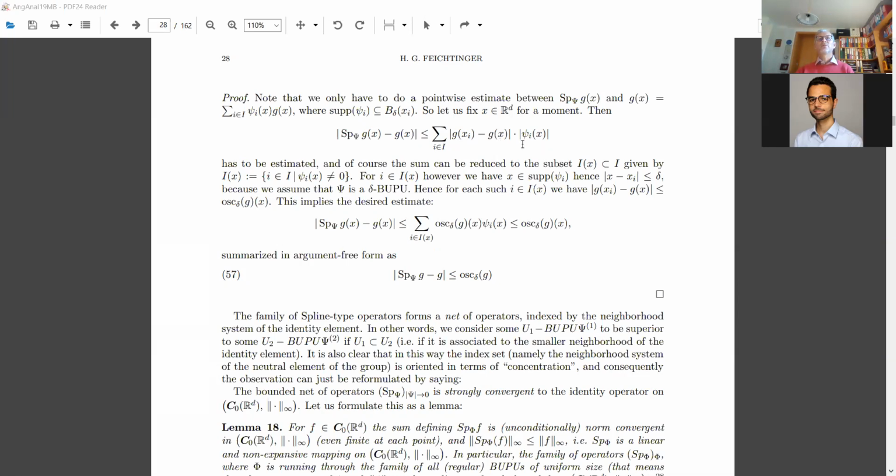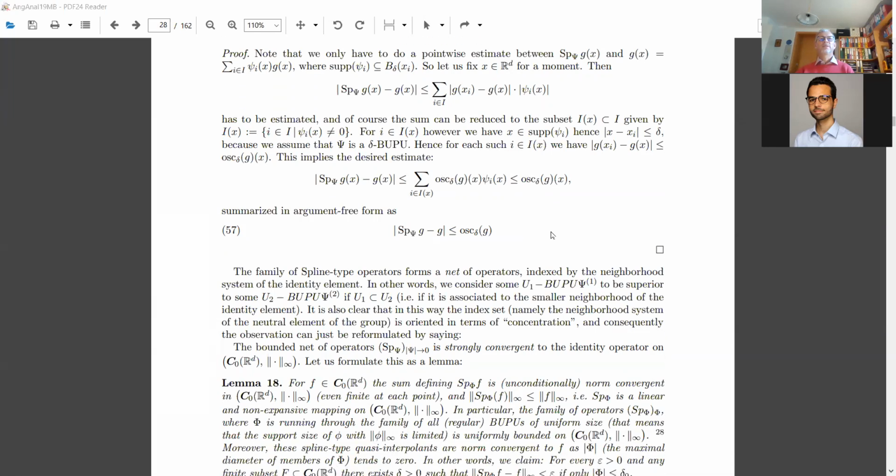This only is relevant, the summation is non-zero only if the xi is near x. So we have a continuous oscillation term here at x. And because psi i is positive in our choice, we can put psi i of x. Okay, so we get an estimate at each point. Only finitely many psi i's are involved. Once you look at individual psi i, you know that they are taking influence only from a little bit away, and you have oscillation of g at the point x.